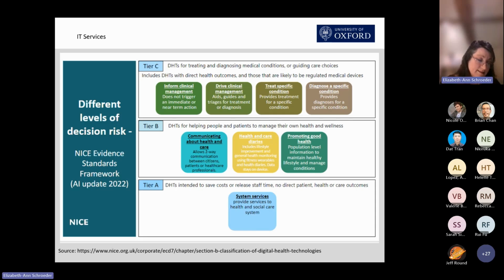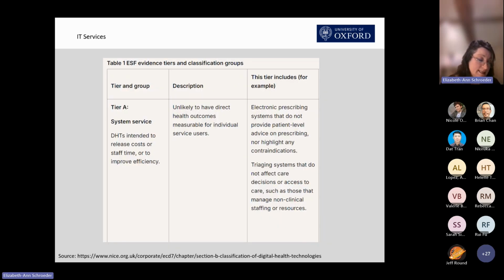Now, alongside this, NICE has prepared a structured approach for their own scope for evaluation by laying out the likelihood of decision risk according to the classification of the DHI across 3 tiers. Tier A is the lowest risk category for clinical decision making, as it impacts only services or processes regarding costs or gains and efficiencies.